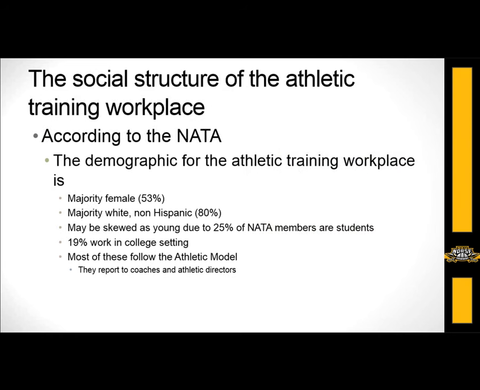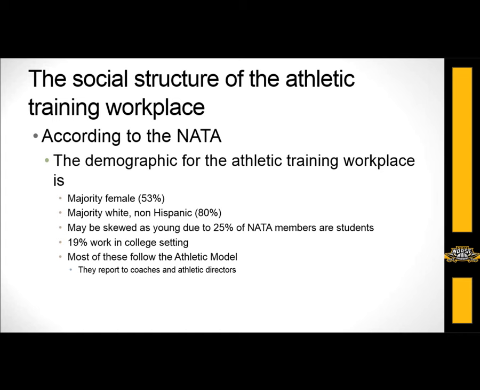So, we look at the social structure of the athletic training workplace. According to the National Athletic Trainers Association, the demographic for the workplace is changing. Even since I graduated in 2009, it has continued to change. At this point, females represent 53% of the workplace. Now, the majority of the workplace is Caucasian, non-Hispanic, so that's at 80% right now. The data shows that it is a little skewed, and that's because the NATA also considers all of its members, not just the certified members, so that does include you as the students.